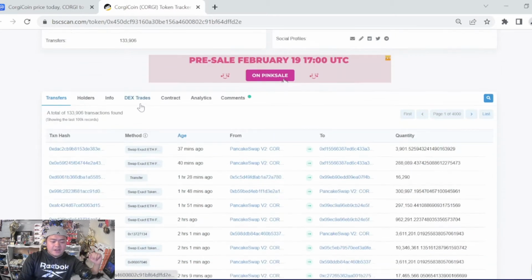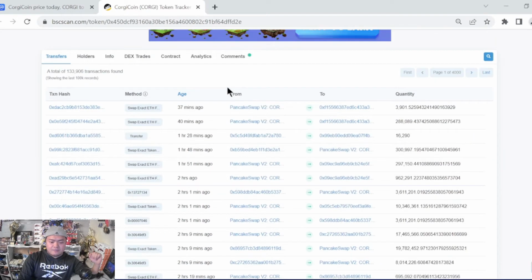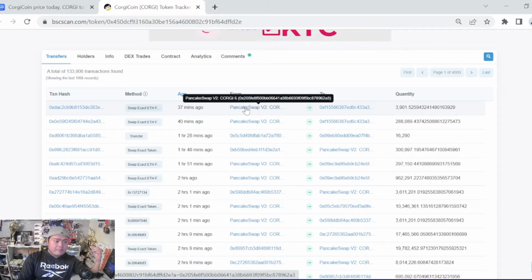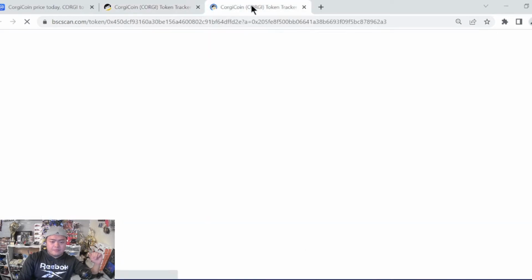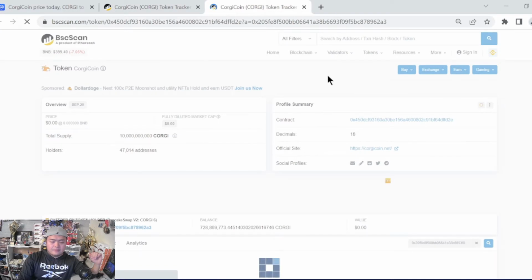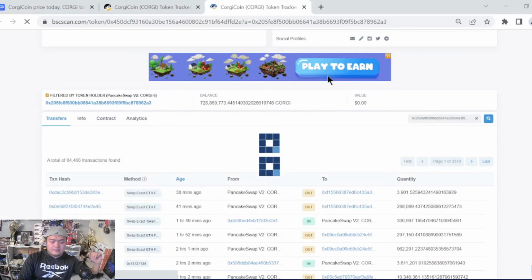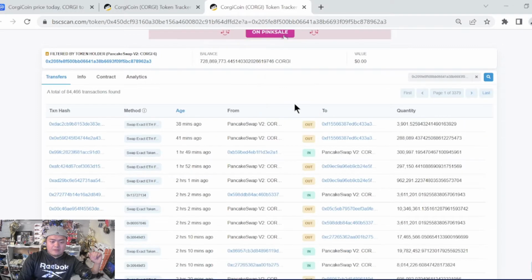So instead, I'm gonna go down here to the transactions and I'm gonna just pick PancakeSwap here. Basically, PancakeSwap is the exchange that Corgi is using, and this is also how people are getting Corgi token into their wallet. So let's click on that here. Wow, typically my computer does not run this slow. So let me show some basics here.